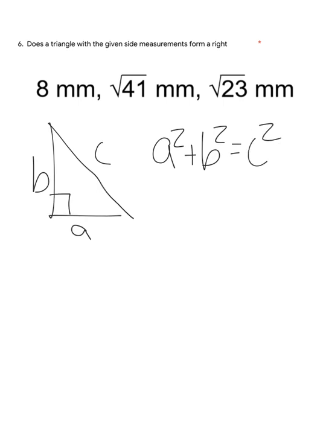Now to prove if these side lengths form a right triangle, we're going to use the converse of the Pythagorean theorem, which is basically stating, does C squared equal the sum of A squared plus B squared? And if that comes out to be a true statement, then yes, they would form a right triangle.